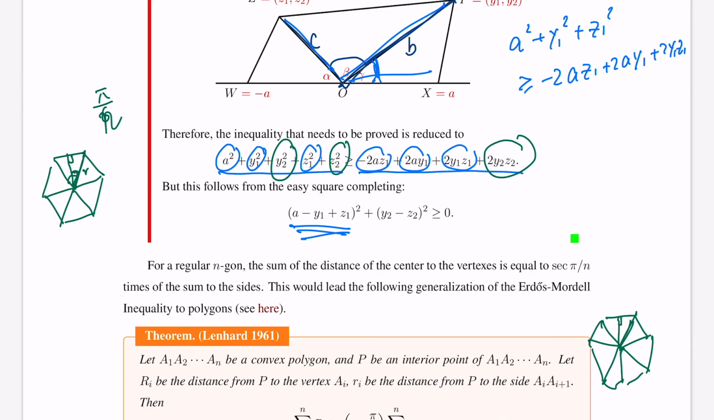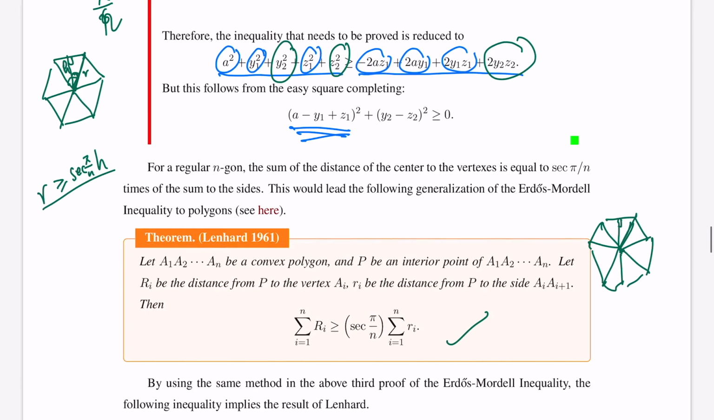So the relationship is, this is h. So R is bigger than how many h? Secant pi over n times h. This number, secant pi over n, is obtained when you assume that the polygon is a regular polygon and P happens to be at the center. So can I make a conjecture that in general, this is true? Well, this is not a conjecture anymore.